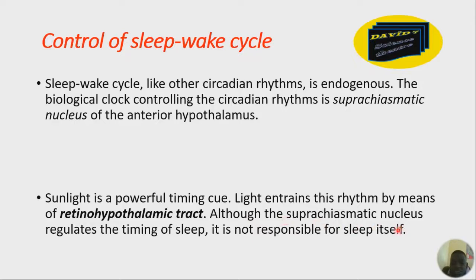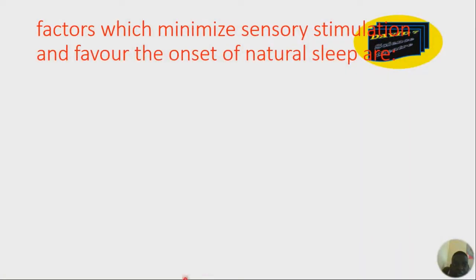Although the suprachiasmatic nucleus regulates the timing of sleep, it isn't responsible for the sleep itself. Sleep is caused by other factors. So let's talk about the factors which minimize sensory stimulation and favor the onset of sleep. Recall that sleep occurs when there is reduced activation of the cortex. So we shall look at the factors that reduce sensory stimulation and favor the onset of natural sleep.